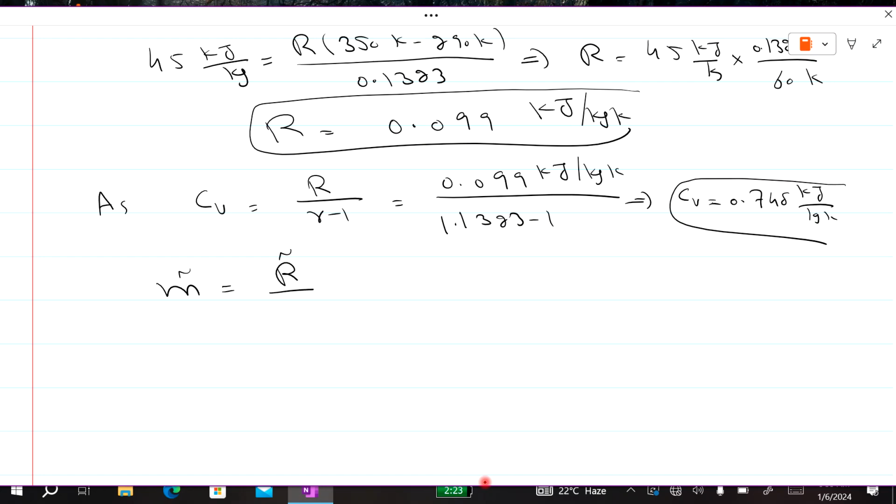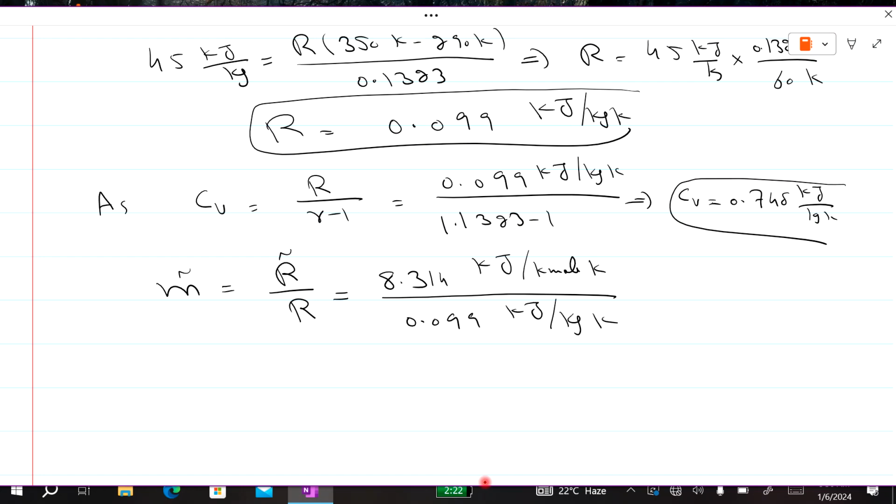And molar mass is equal to the molar gas constant divided by the specific gas constant. The value of the molar gas constant is 8.314 kilojoule per kilomole per Kelvin, divided by the value of R, which is 0.099 kilojoule per kilogram per Kelvin. Kilojoule will be cancelled with kilojoule, and Kelvin with Kelvin. So molar mass is equal to 83.97 kilogram per kilomole, and this is the final answer.